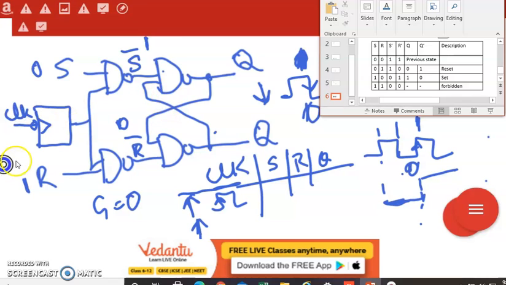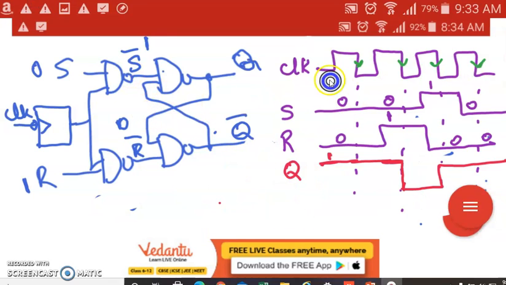Sorry, we need to write down the timing diagram as well, along with the circuit and truth table. This is the timing diagram of this SR flip-flop with a negative edge triggered clock. For negative edge trigger, whenever the clock changes from 1 to 0, there will be a change in the output. That's why I've highlighted these points. Only at this particular time instance will it change.